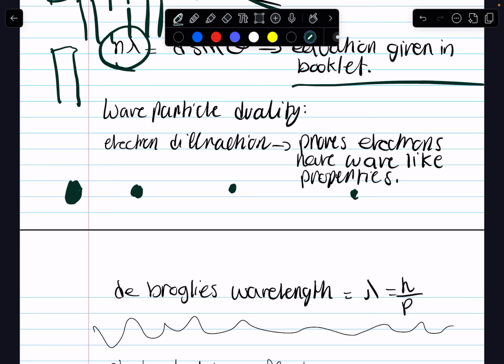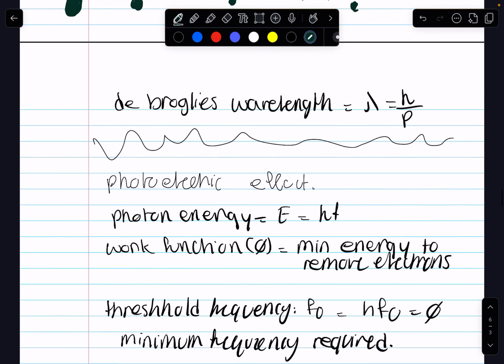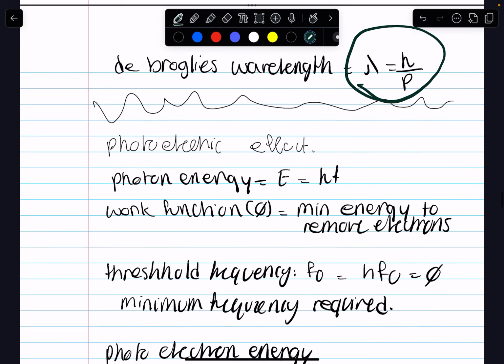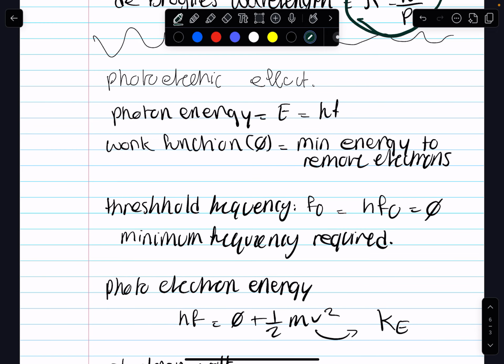So wave-particle duality is basically talking about how electrons are similar to waves, and waves are similar to electrons. Electron diffraction proves that electrons have wave-like properties, and de Broglie's wavelength is just how they proved this. Then we have the photoelectric effect, where photons emit energies, which is h times f this time. And this is again the same thing, just trying to say that waves have electron-like properties.